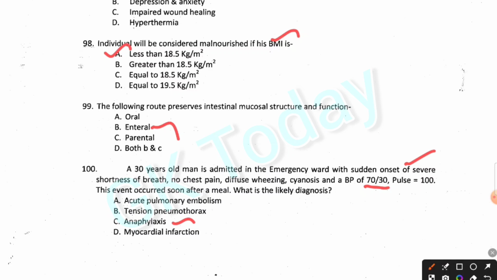A 30 years old man admitted in an emergency ward with onset of severe shortness of breath, no chest pain, diffuse wheezing, cyanosis, BP of 70/30, pulse 100. This event occurred soon after a meal. What is the likely diagnosis? Anaphylaxis.